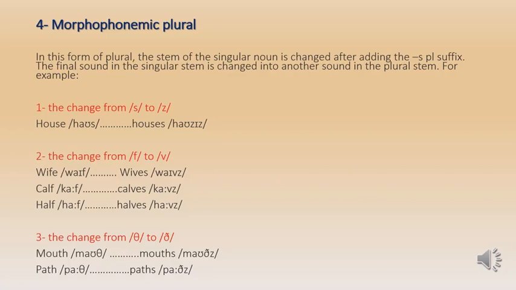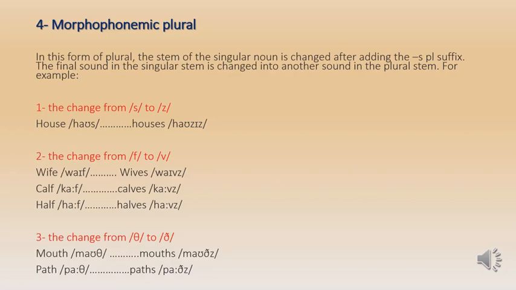The first one is the change from se to ze. We have only one example: house. House ends in se. This stem ends in se. The singular stem ends in the se sound. But after adding the s plural, we pronounce the word as houzes, not houses. We pronounce it as houzes.